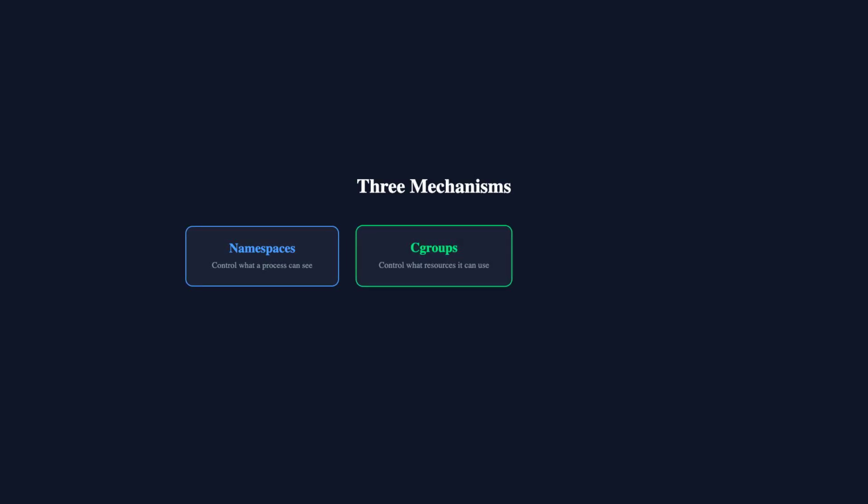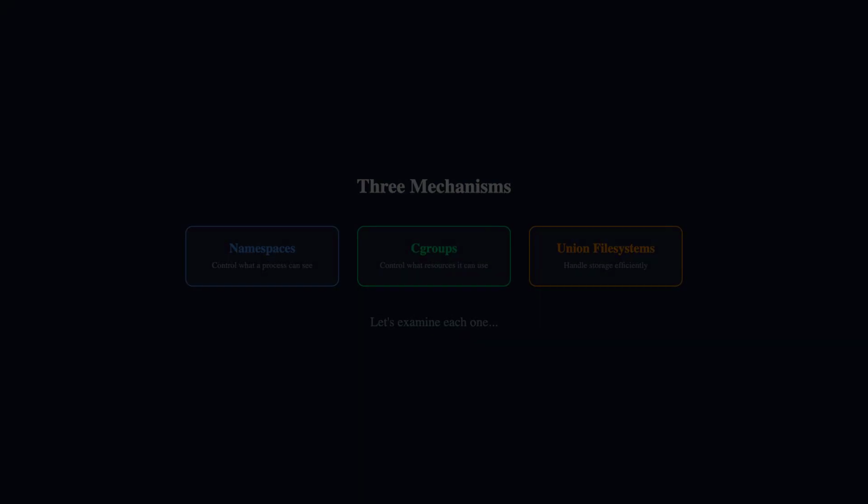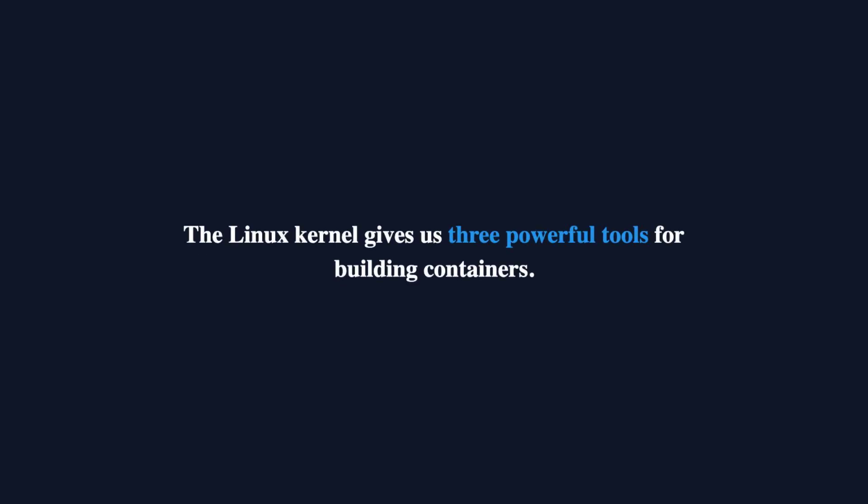3 mechanisms make this work. Namespaces control what a process can see. Cgroups control what resources it can use. And union file systems handle storage efficiently. Let's examine each one. The Linux kernel gives us 3 powerful tools for building containers.